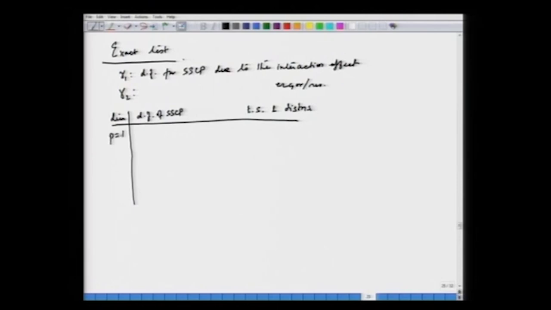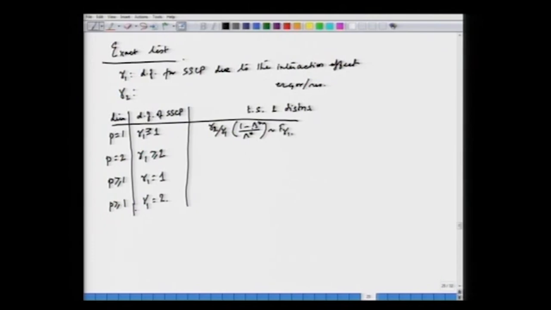This is p equals 1, p equals 2, and p greater than or equal to 1. So, the situation here is gamma 1 is greater than or equal to 1, gamma 2 can be anything. Gamma 1 is greater than or equal to 2, or gamma 1 is equal to 1 and gamma 2 is equal to 2. So, this is for any value of gamma 2, and the test statistics are gamma 2 by gamma 1, 1 minus lambda star by lambda star, following F gamma 1 gamma 2 under the null hypothesis.